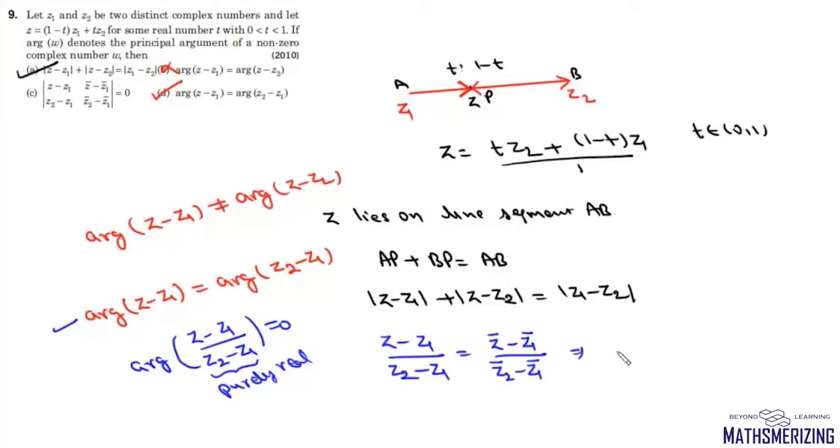Now if we cross multiply, we can write (Z2 bar minus Z1 bar) into (Z minus Z1) must be equal to (Z2 minus Z1) into (Z bar minus Z1 bar). That means option C is also correct. So the correct options are A, C and D.